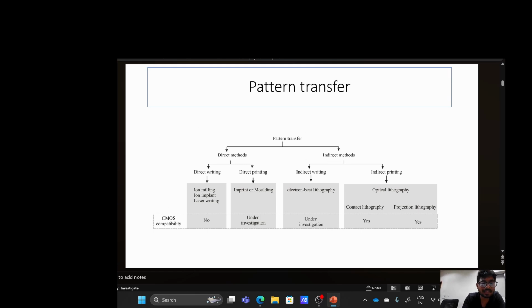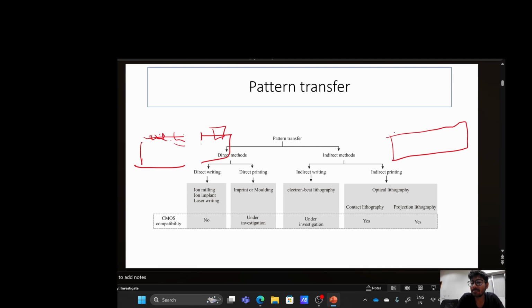Okay, there is a wafer, and over that wafer you can directly put some pattern. This is direct writing with ion milling, ion implanting, like laser writing. Okay, so if you have a wafer and over that there is something coated, let us say SiO2 is there.